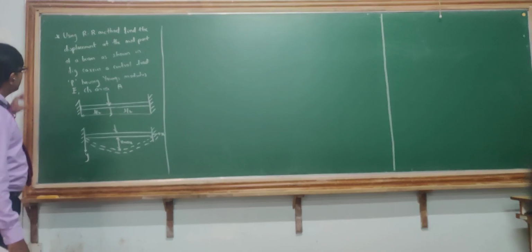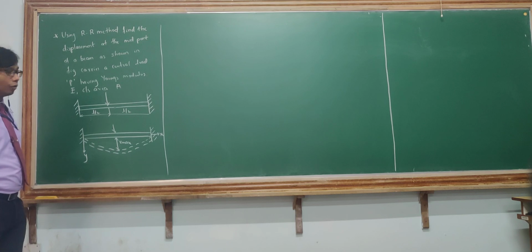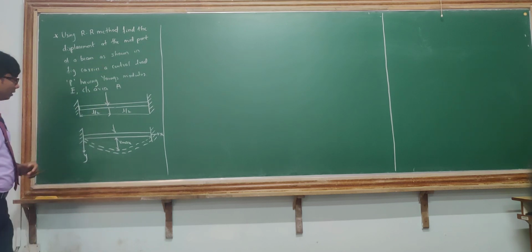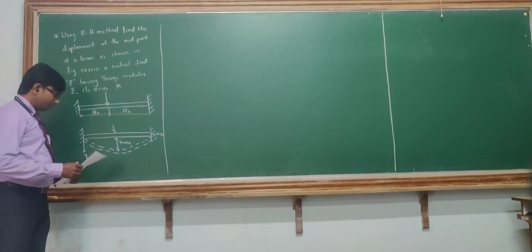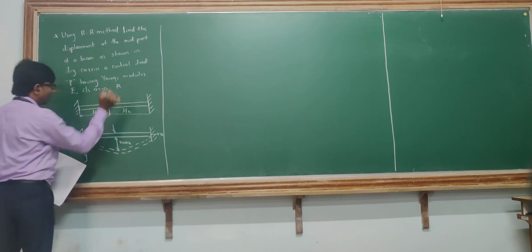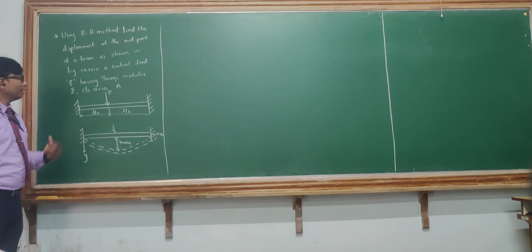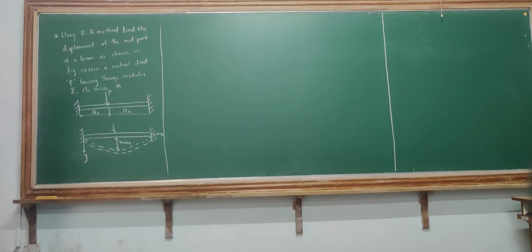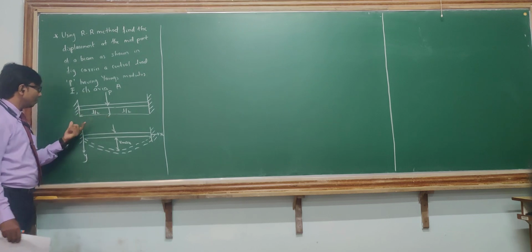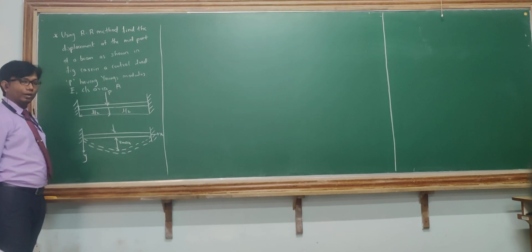So if you see here, we have a problem definition: you have to use the RR method to find out the displacement at the midpoint of the beam, which is being subjected to a load P. So when a load P is applied centrally, how will the displacement be? If you see, this particular beam is fixed at both ends and we will be applying a load at the center.